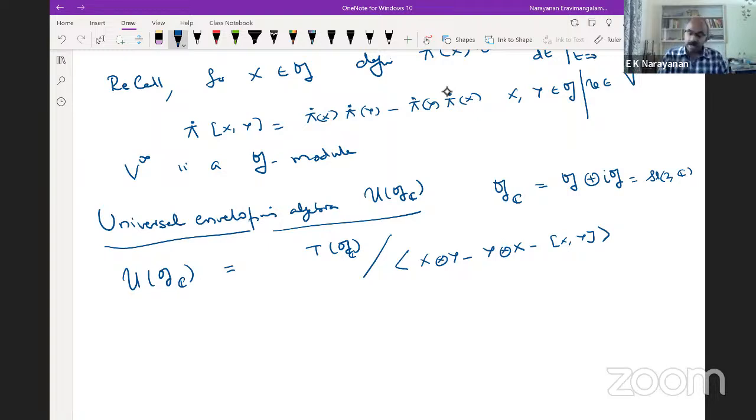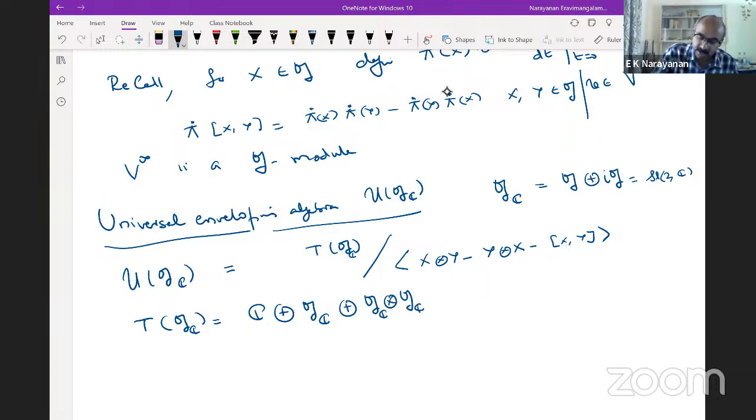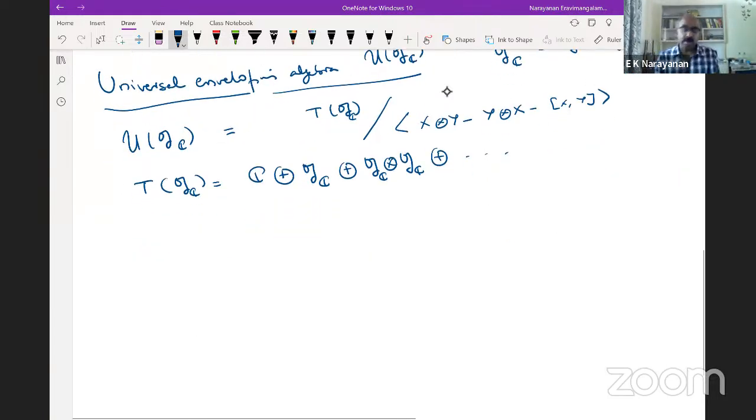What is TGC? TGC is C plus GC plus GC tensor GC, etc. That is the full tensor algebra. We will not get into too much detail about this. What is important from our point of view is that UGC, the universal enveloping algebra, can be identified as the left invariant differential operators on G. All left invariant differential operators on G.